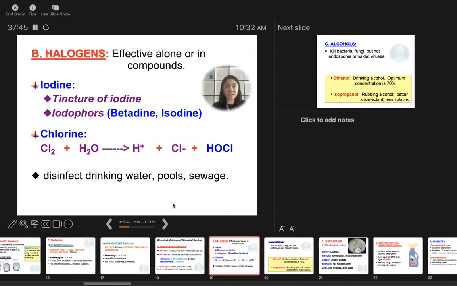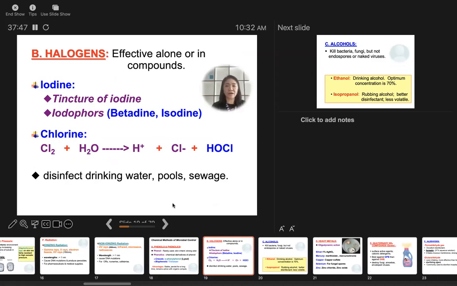Then we have halogens. Halogens are effective even if they are used alone, and they are also effective when used in combination with other materials. So iodine, the tincture of iodine or iodophores, right? Like Betadine is an iodophore, or Isodine. Chlorine is also very effective. Very familiar to us, these two.